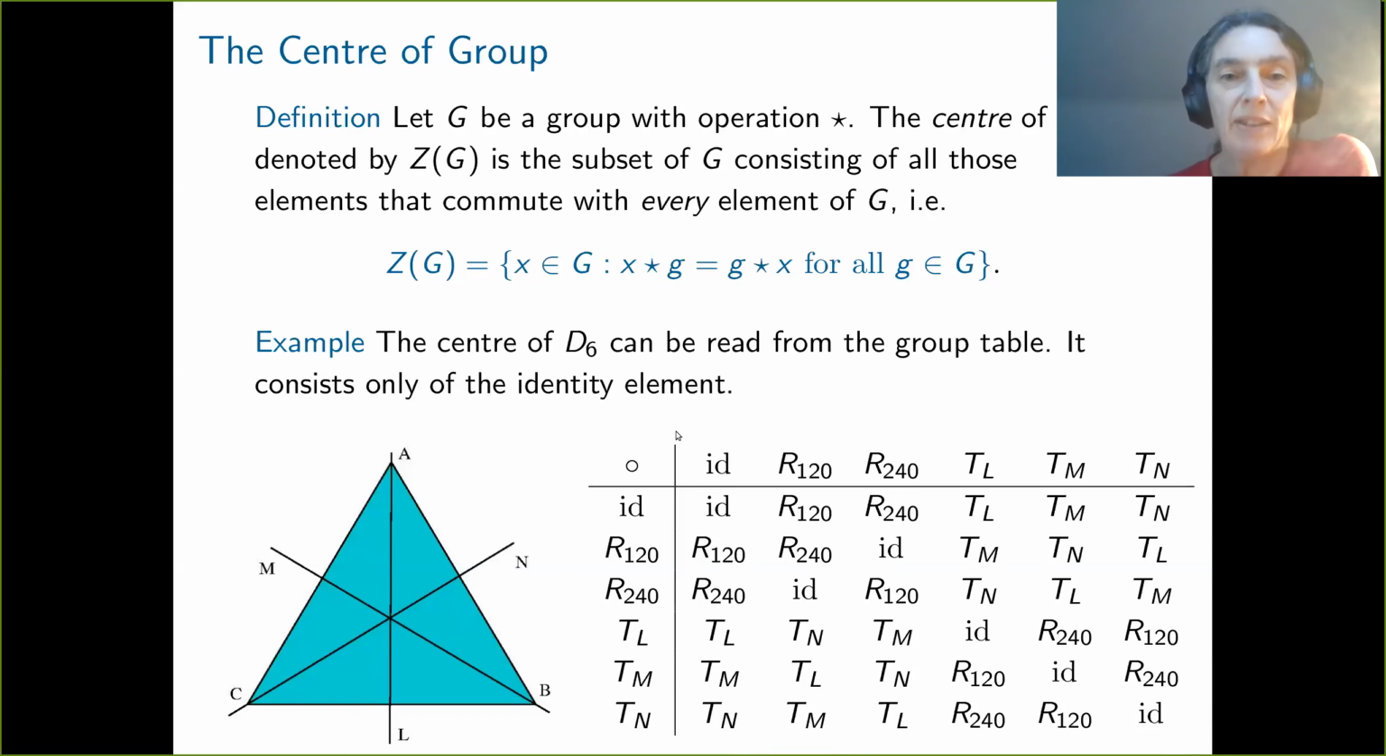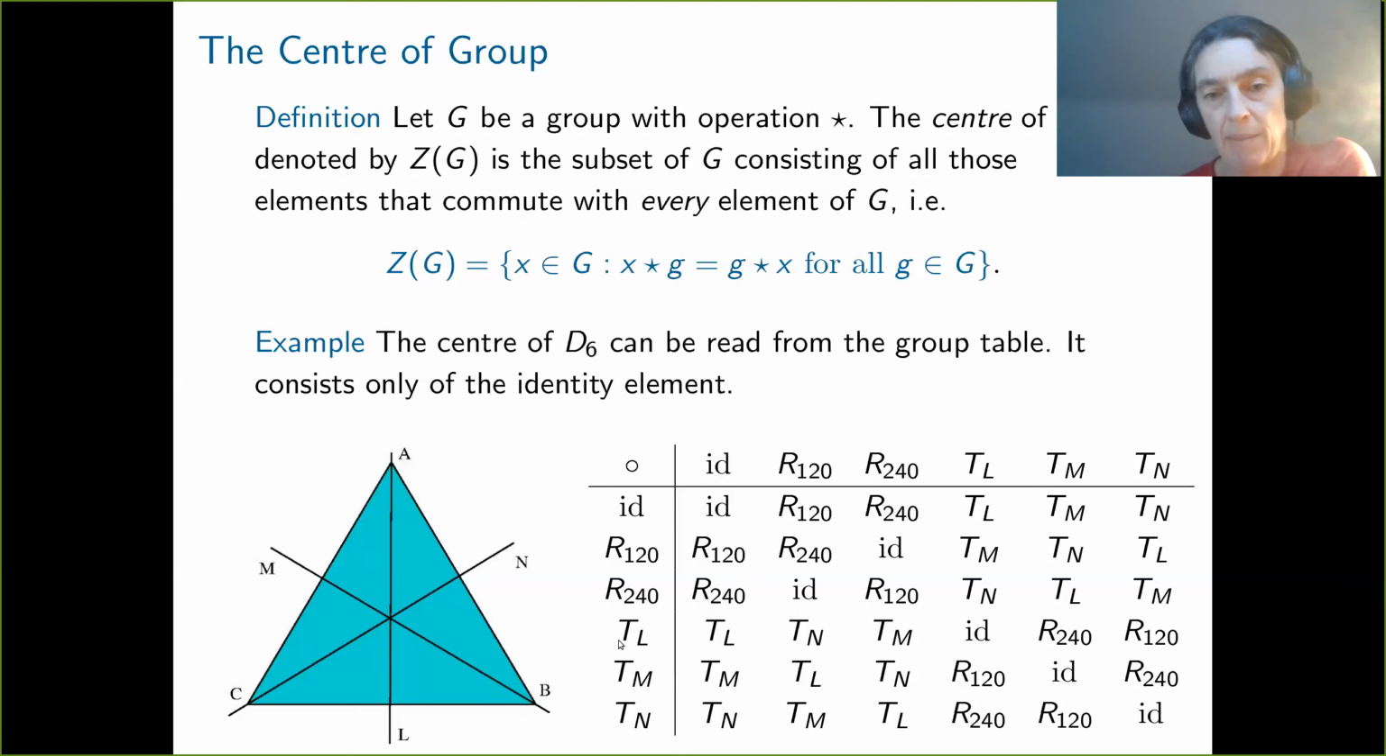I claim here that the center of D6 can be read from the group table and that it consists only of the identity element. The justification for that assertion is, if you want to know whether a particular element is in the center or not, and if the elements are listed in the same order, labeling the columns and labeling the rows, which we would typically do for a group table, then if an element is in the center, it will mean that the order in which all the elements appear in the row that it labels will be the same as the order in which they appear in the column that it labels.